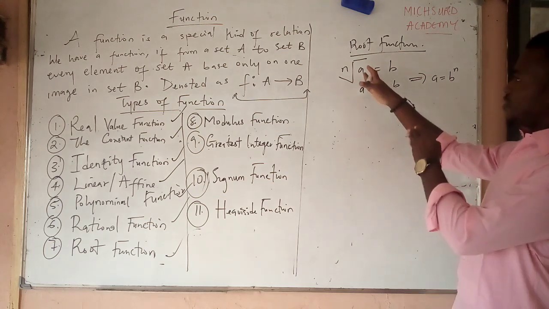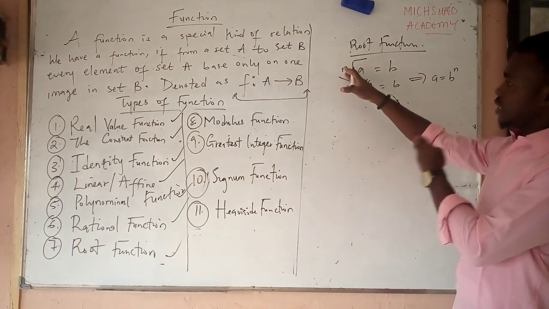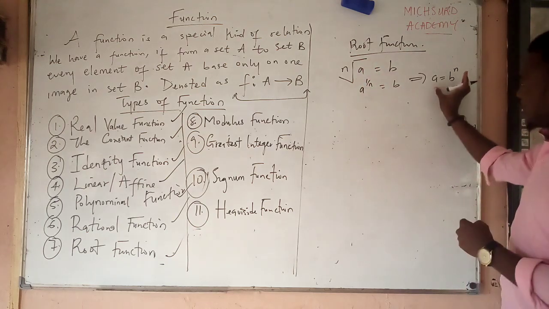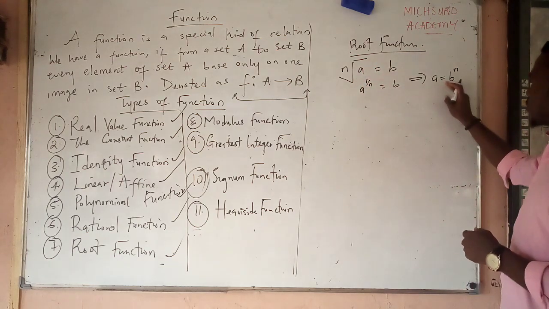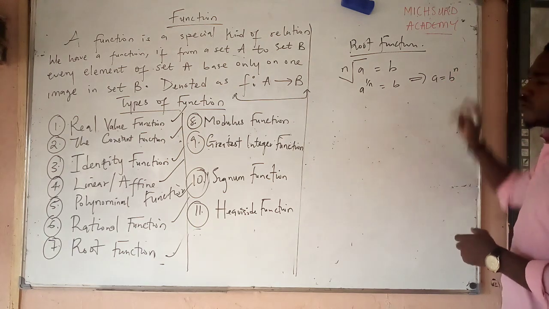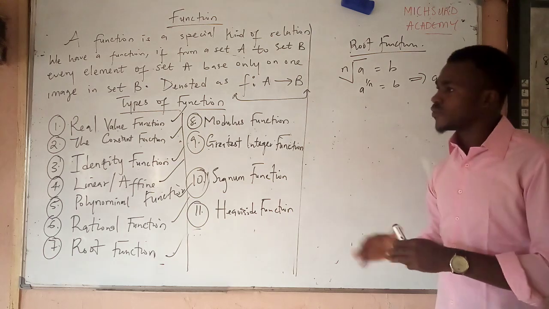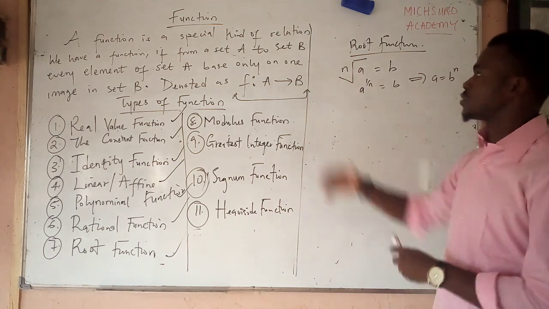So for every value of a with its roots equal to a particular value, then we can say that such value of a is equal to b raised to power n. So we look at different kinds of root function. You can have square root, cube root, and so on.